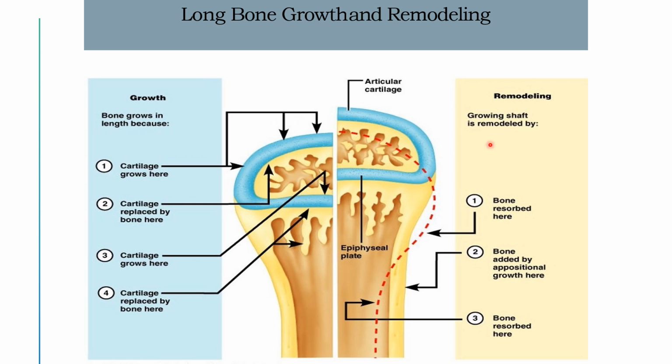So remodeling: the growing shaft is remodeled by bone resorption, then bone is added by appositional growth, and then bone resorption again from the inside. So first, from the outside, bone resorption starts, and then bone is added by appositional growth, so that it grows in diameter, and then from inside again bone resorption occurs. So that is remodeling: continuous osteoclastic resorption, then addition of bone, and then again resorption. So that ARF cycle continues throughout life.